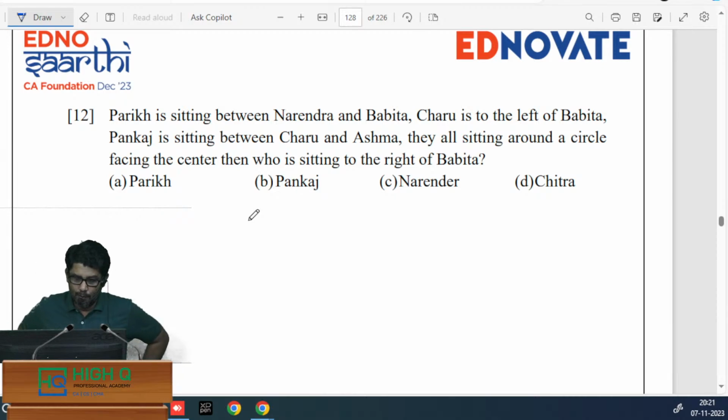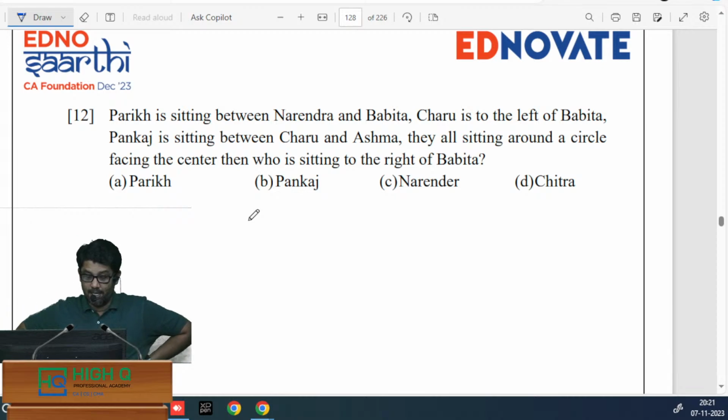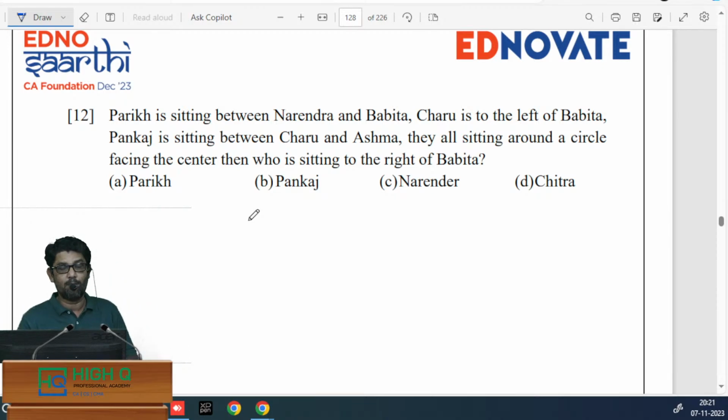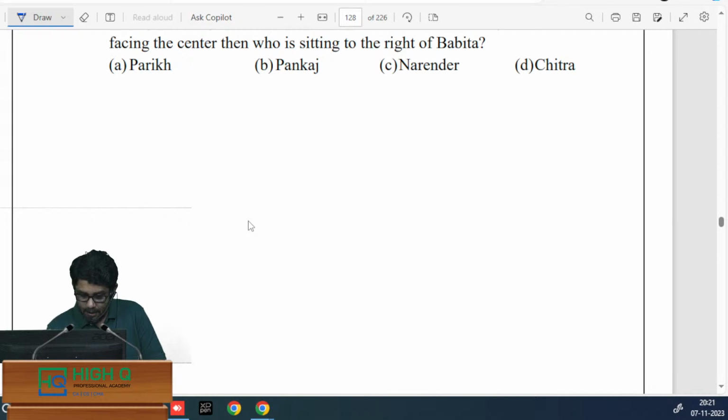Parik is sitting between Narendra and Bapita. Charu is to the left of Bapita. Pankaj is sitting between Charu and Ashma. They are all sitting around a circle facing the center. Who is sitting to the right of Bapita? Wait, my dear. It's a circular arrangement. All of you please listen to this.